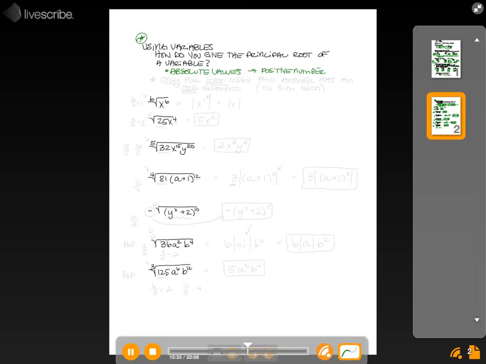Now, you only need to worry about it for an even index, because those are the ones that give you two answers. If I have an odd index, it's got to be one or the other. It'll be positive or negative, so we don't need to worry about that. We just have to worry about it if there's an even index. And there's a second part here, and your answer has an odd exponent.